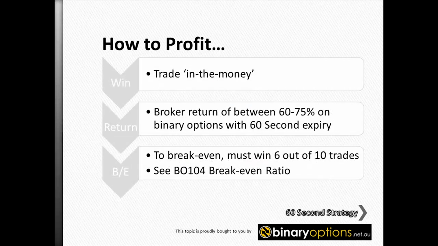Now, how do we profit using it? Firstly, we need to trade in the money. That is, we need to correctly identify the trade direction at expiry. The amount of return generated by the accurate trade will be between 60 and 75%, depending on your broker. Finally, trading must be above break-even levels. A trader must win at least 6 out of 10 trades. To learn more about break-even calculations, see BO 104 break-even ratios.